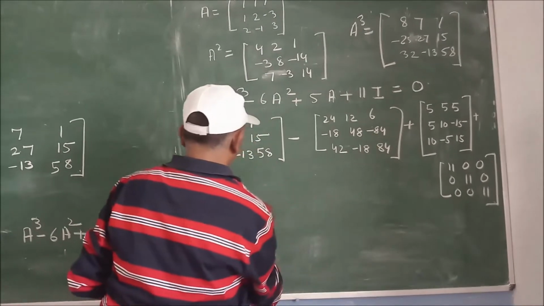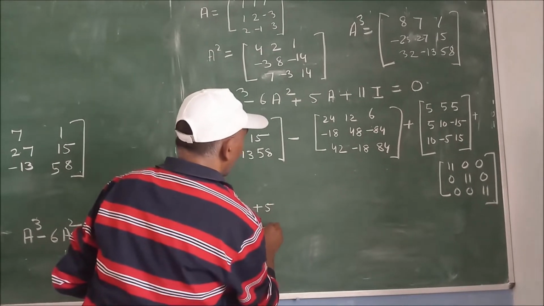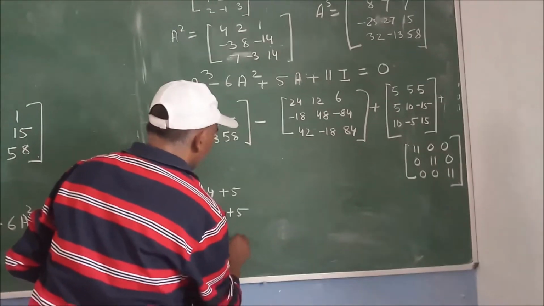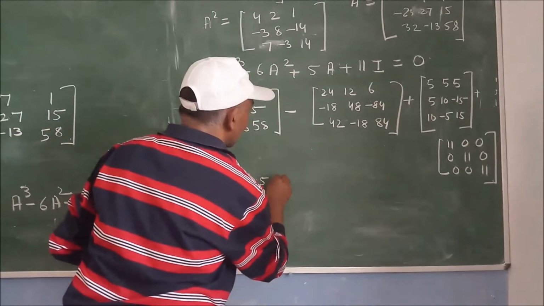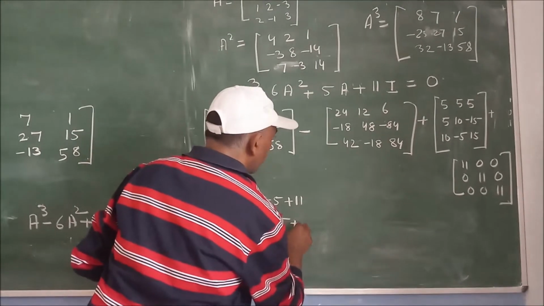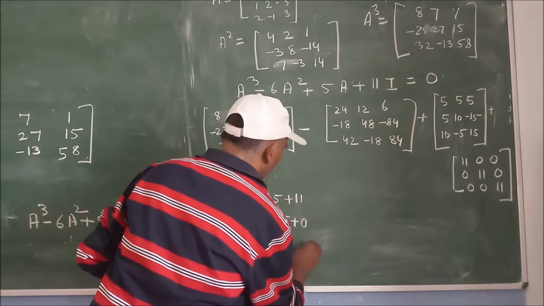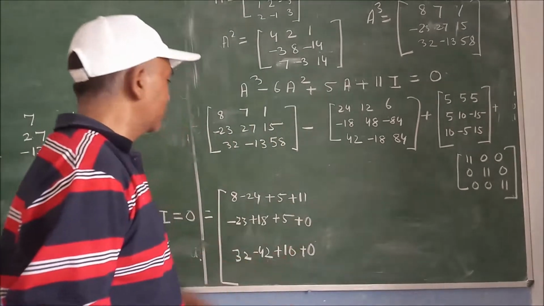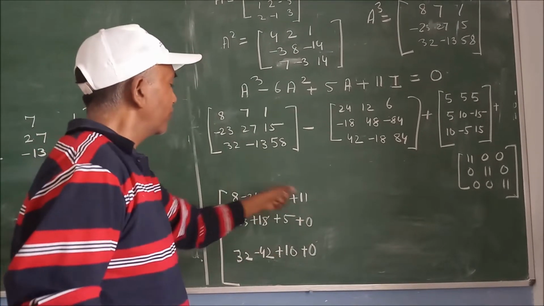Plus this. So plus 5 plus 5 plus 10. And after that plus 11 plus 0 plus 0. Plus 11 plus 0 plus 0. So this is your first element.